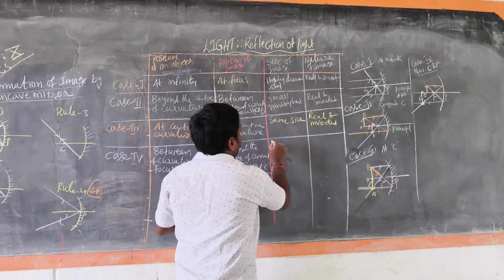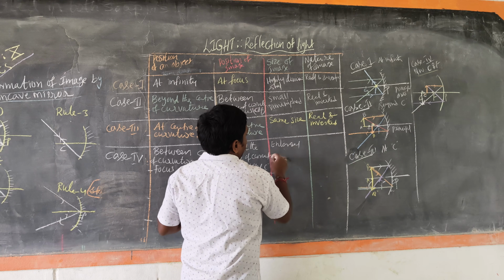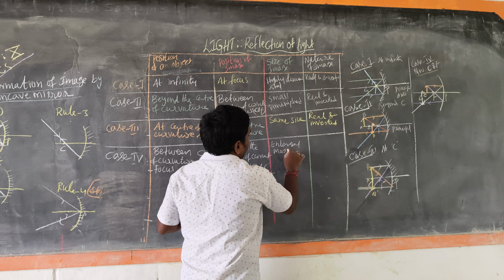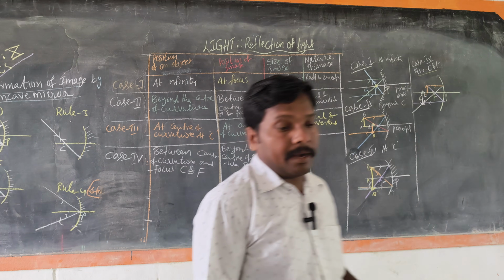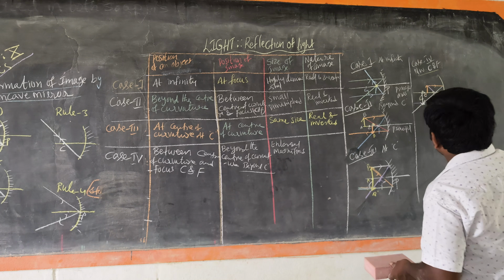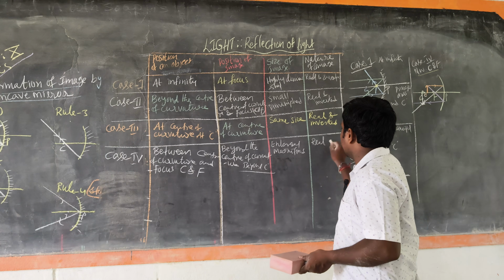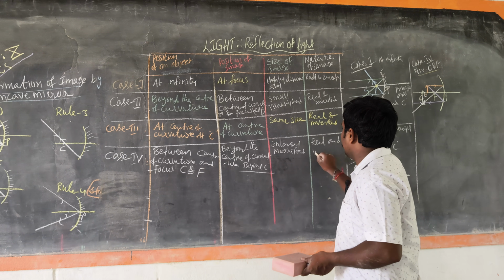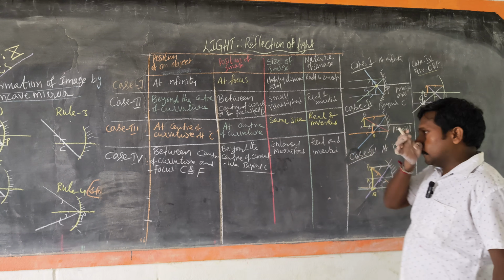The image is enlarged and magnified. An enlarged and magnified image is formed when the object is placed between the center of curvature and focus. Then, as usual, a real and inverted image.